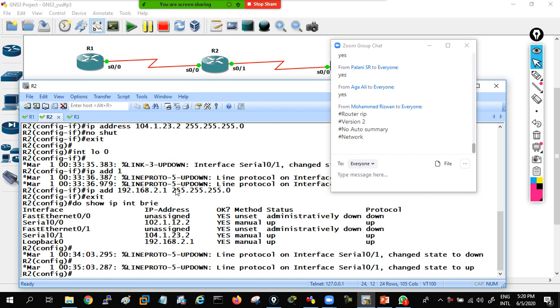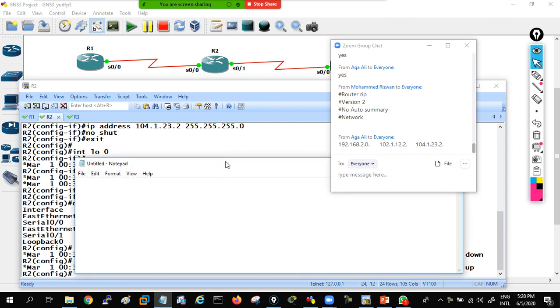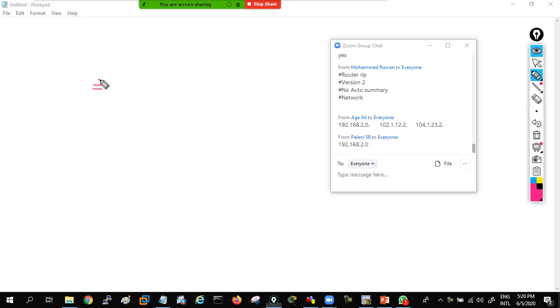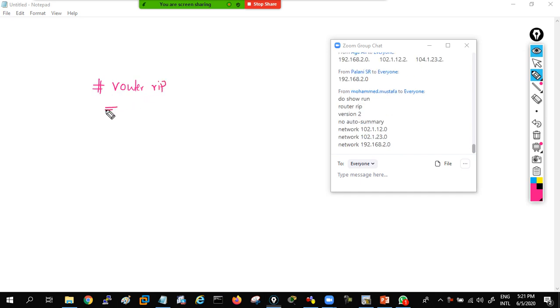Usually I show you the output, that's why you get confused, right? If I don't show you the output, you will type like this. You are going to router 2 and say router RIP. After that, you are going to say version 2. Very good, Mustafa. Perfect. Then you are going to type no auto summary.